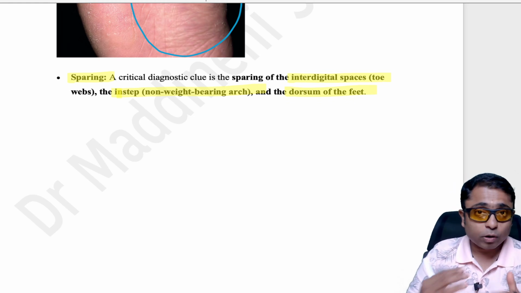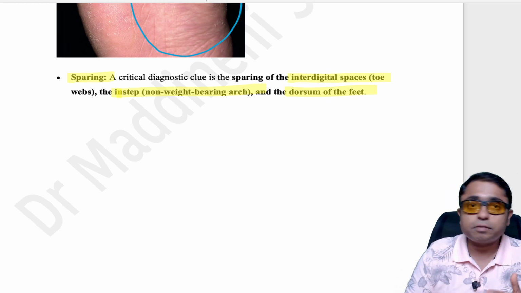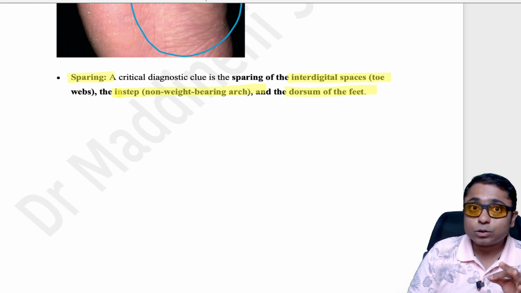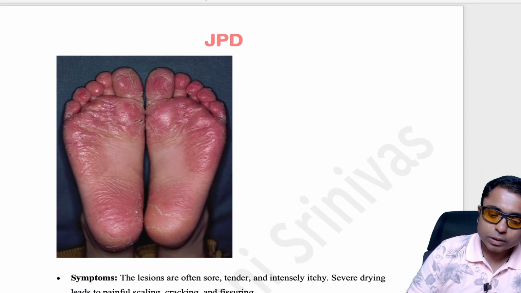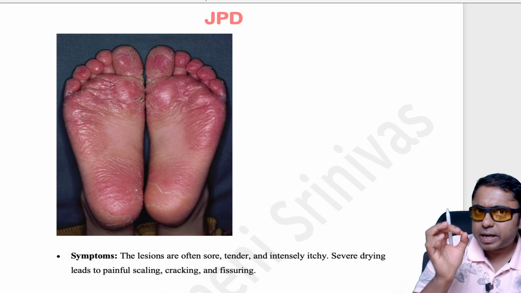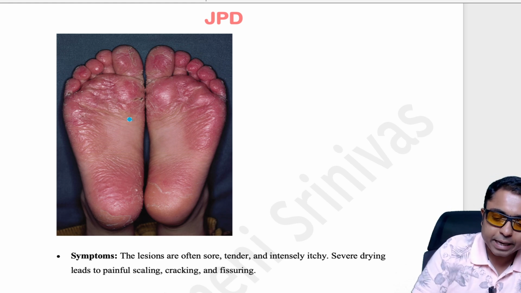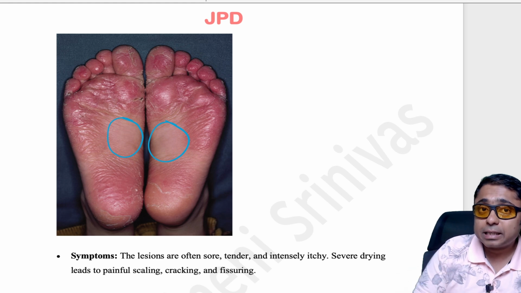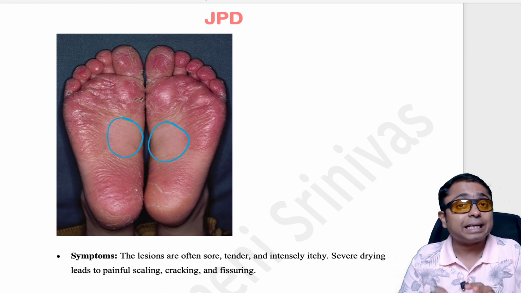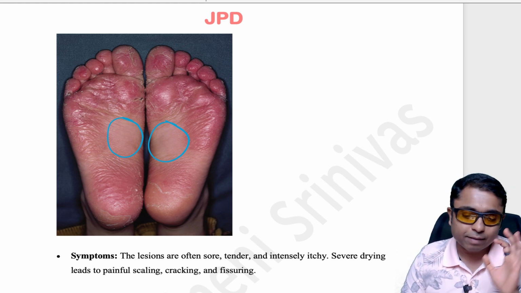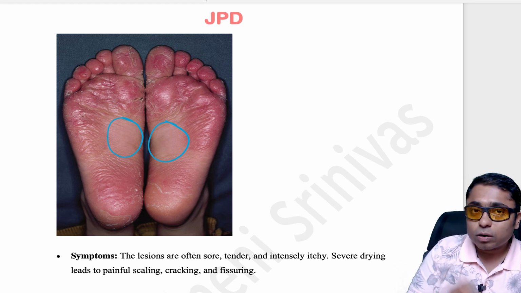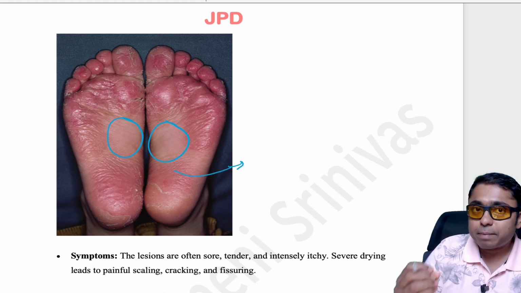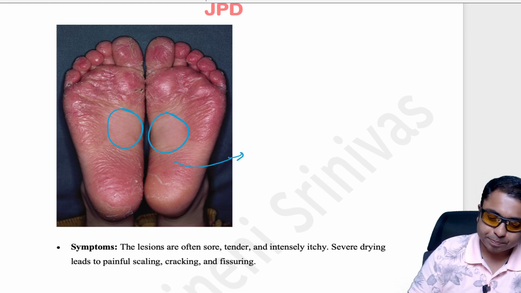Very important point, because there are some other skin conditions which are differentials for JPD where the dorsum of the feet is going to be involved. So this is another picture where you are able to see very classical sparing of the instep. In the rest of the skin you can see erythematous changes, also associated with glazing. The shiny nature is clearly visible, and if you zoom in you can also see that the dermatoglyphics, the skin markings, are lost.